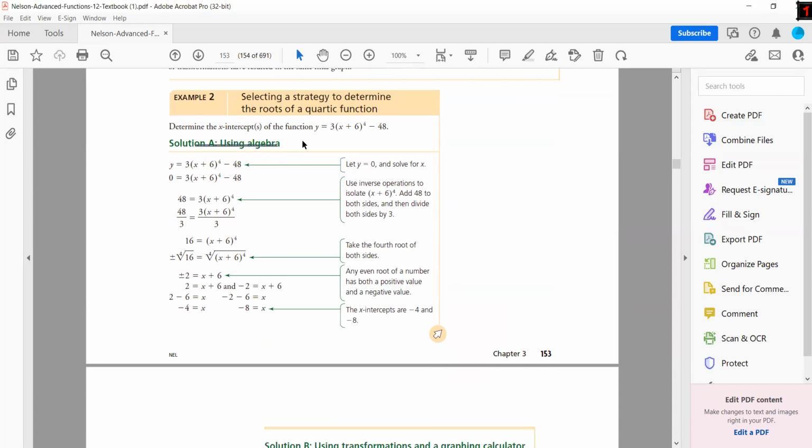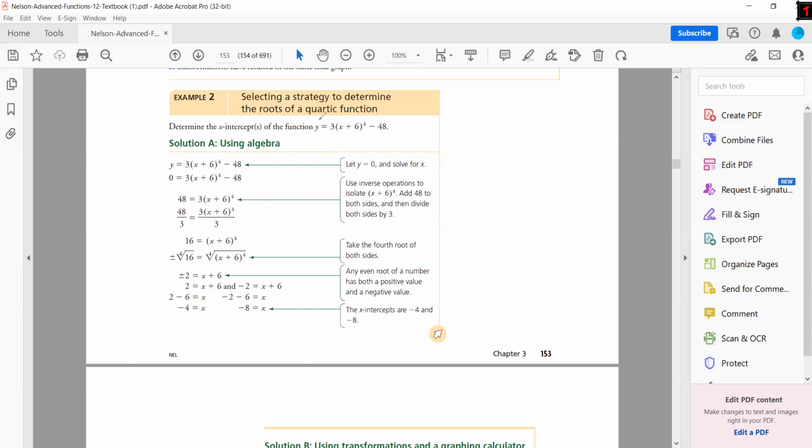First example, we're going to use algebra. Determine the x-intercepts of the function y equals 3 times (x plus 6) to the fourth power minus 48. At first glance, it looks terrifying how to find the x-intercepts here, but in reality, it's not as hard as it looks.